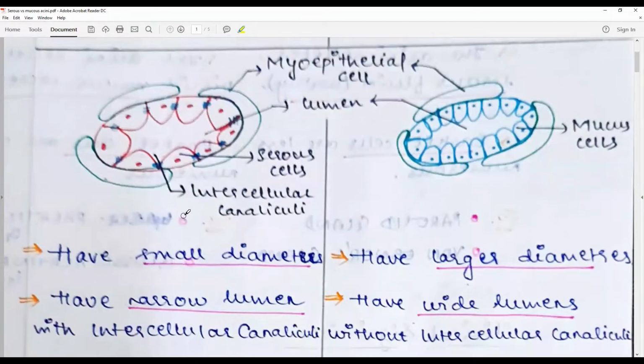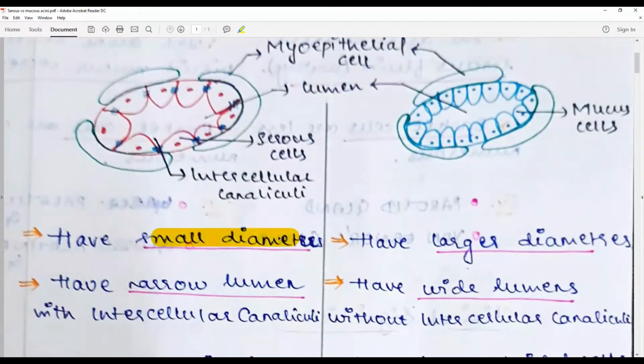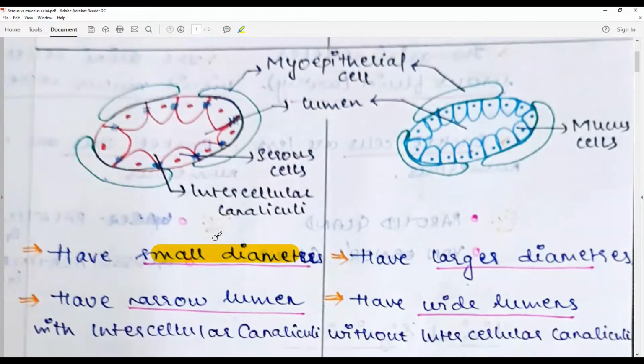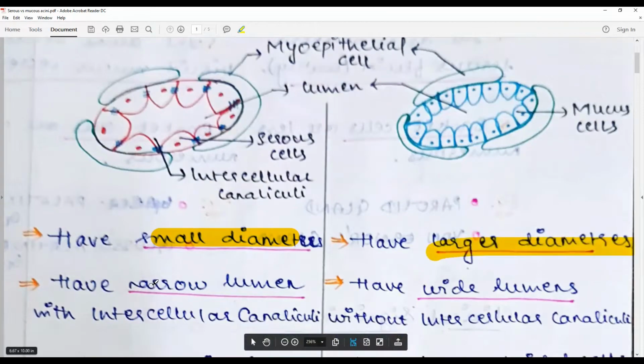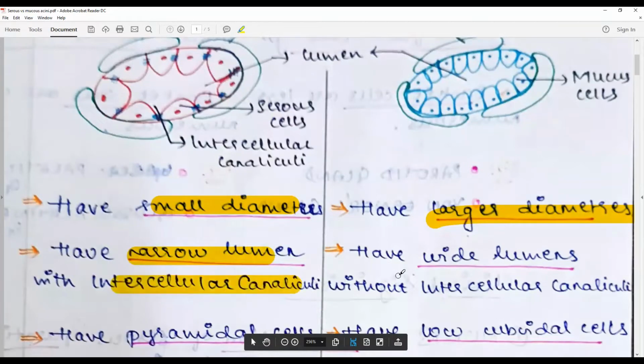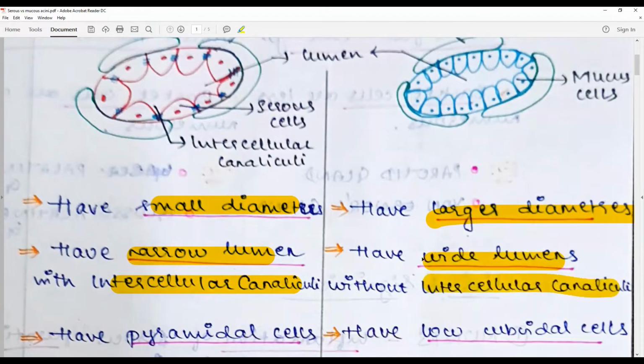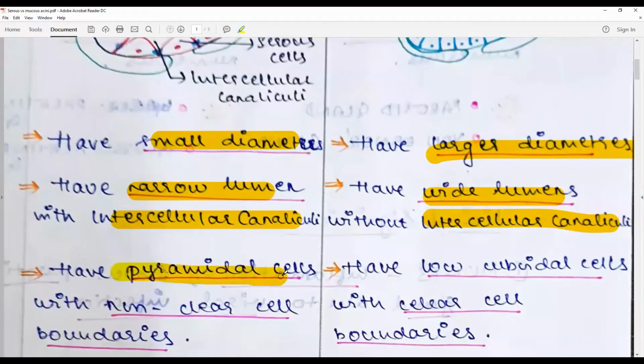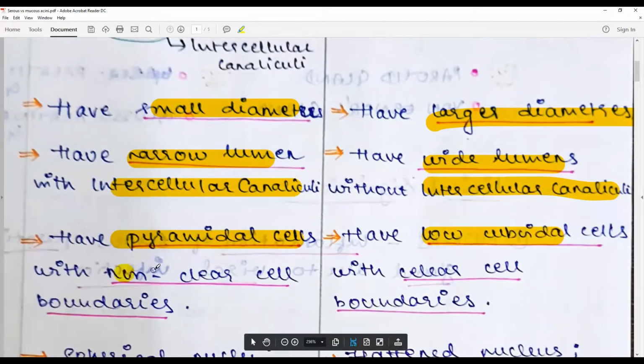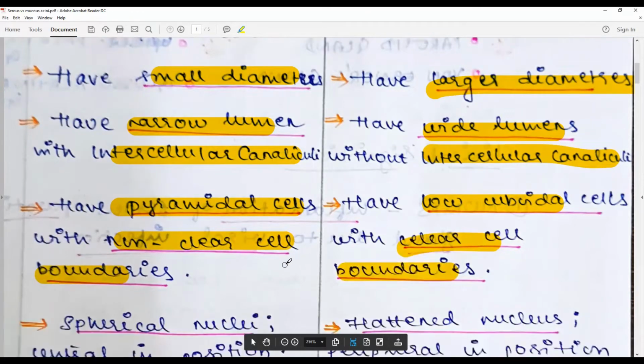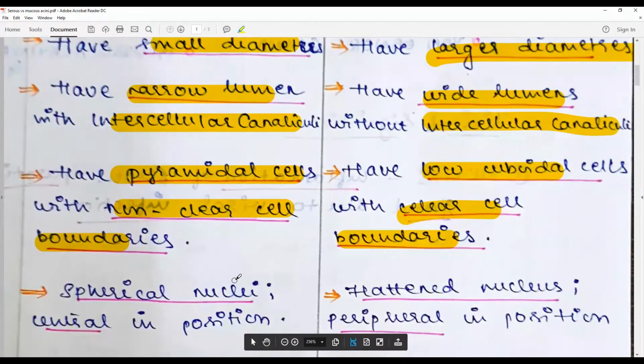Serous acini have a small diameter, whereas mucous acini have a larger diameter. Serous acini have a narrow lumen with intercellular canaliculi. In mucous acini, wider lumens without intercellular canaliculi. The serous acinar cells are pyramidal cells, while mucous are low cuboidal cells. Serous acinar cells have non-clear cell boundaries. Here they have clear cell boundaries. The outline of the cell is distinct.